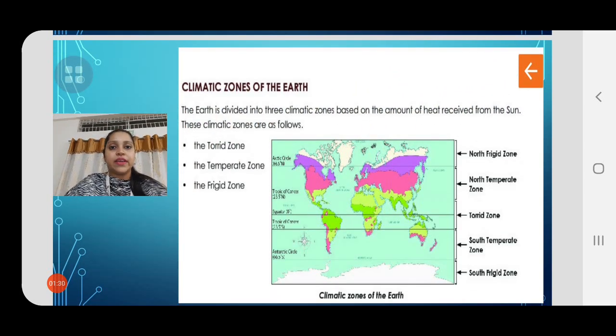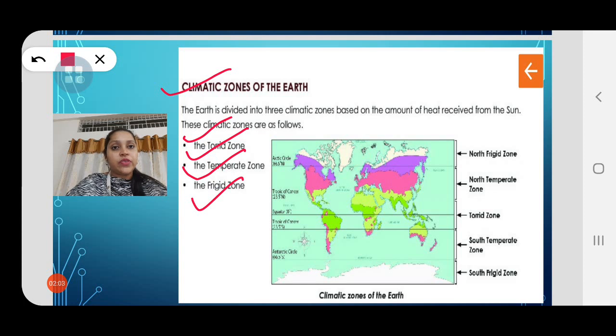So children, here it's given, you can see in your textbook, climatic zones of the earth. The earth is divided into 3 climatic zones based on the amount of heat received from the sun. So children, why is the earth divided? The earth is divided into 3 climatic zones based on the amount of heat the various places receive. Now what are these climatic zones? The 3 climatic zones are the Torrid Zone, the Temperate Zone, and the Frigid Zone.